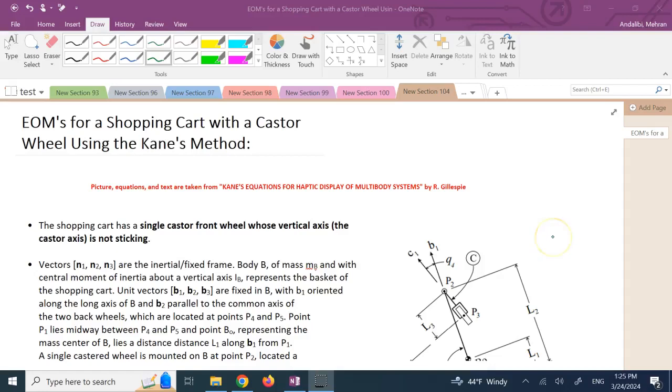Hello everyone. In this video, we are going to derive the equations of motion for a shopping cart with a single caster wheel in the front in the center.